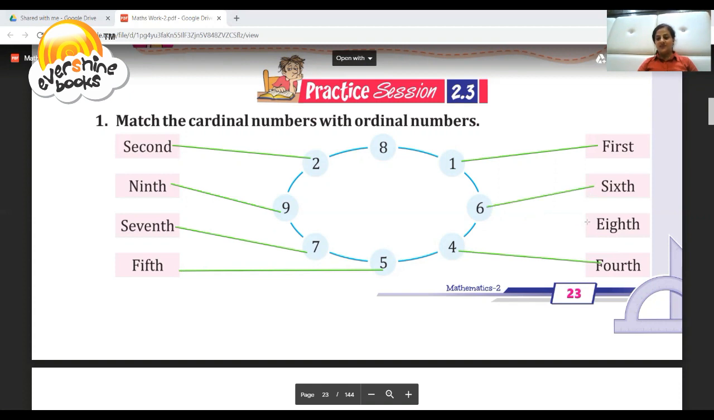8 is too far, but we are able to make the line. We are able to make the line like this. This is eighth and 8 number, that is called cardinal number. And ordinal numbers are the numbers that tell the position.